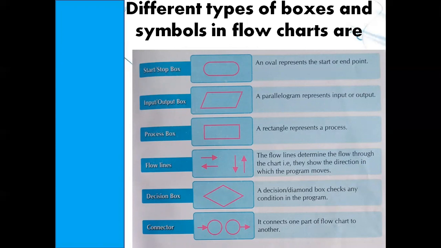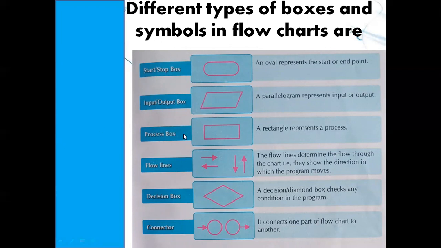Then the second symbol, here you can see the mouse pointer. The second symbol is used as an input and output box. When you want to do some input, and also when you want to show an output, you have to use this box.